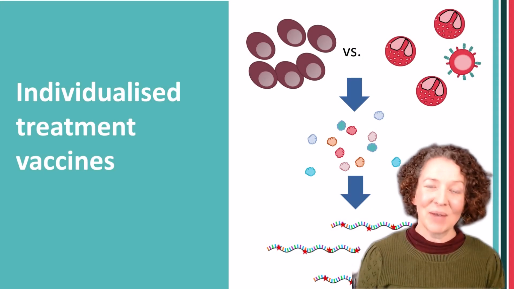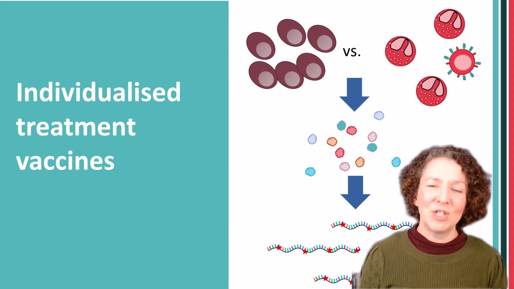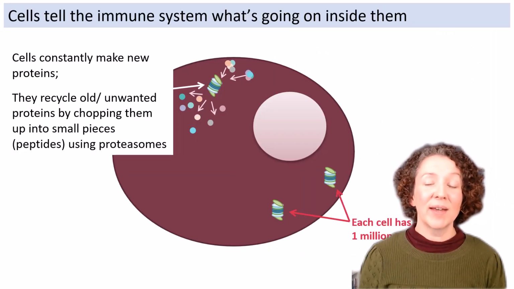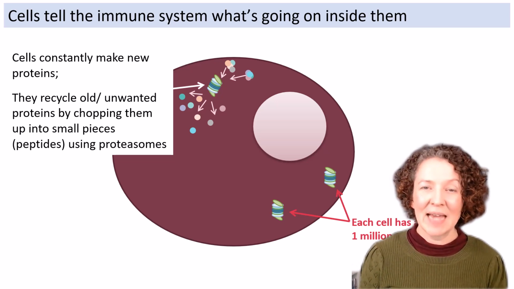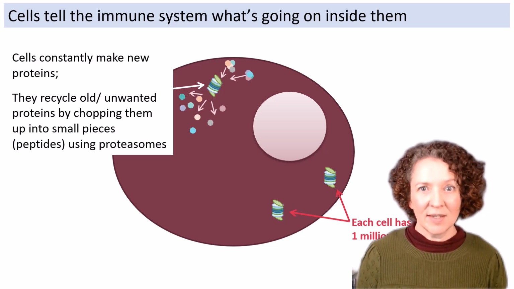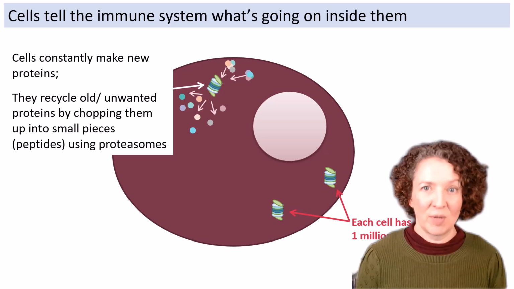In this video, I'm going to introduce you to some of the concepts that lie behind individualized treatment vaccines. And I'm going to start by explaining why it is our immune system should be able to detect cancer cells at all. So the reason cancer cells are visible to our immune system is the same reason why all our cells are visible to our immune system.